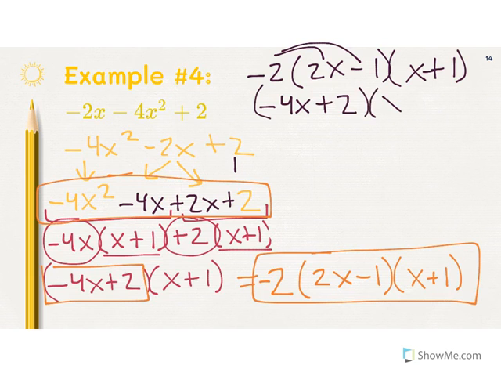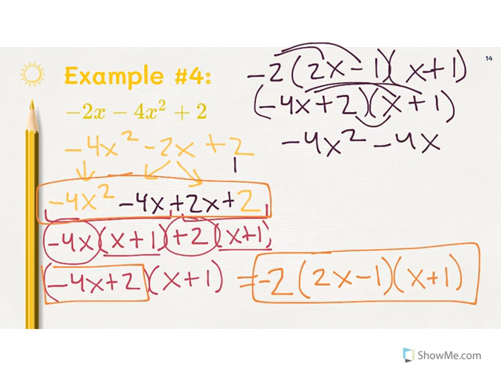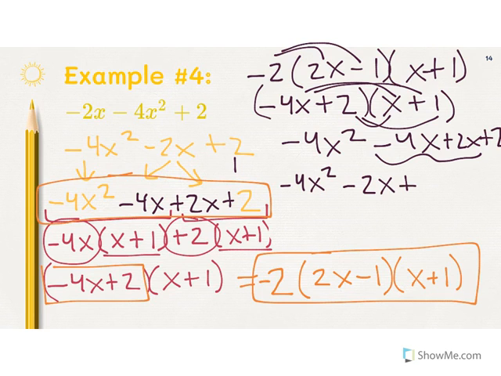Put parentheses around that whole thing because now we're going to multiply it by that last term. Negative 4x times x is a negative 4x squared. Negative 4x times 1 is a negative 4x. 2 times x is 2x, and then 2 times 1 is plus 2. Okay, and then you have negative 4x plus 2x. We're combining like terms, so you have a negative 4x squared, combine those, you get a negative 2x, plus 2. And that is what we happen to have in our standard form. So check, we did it right.